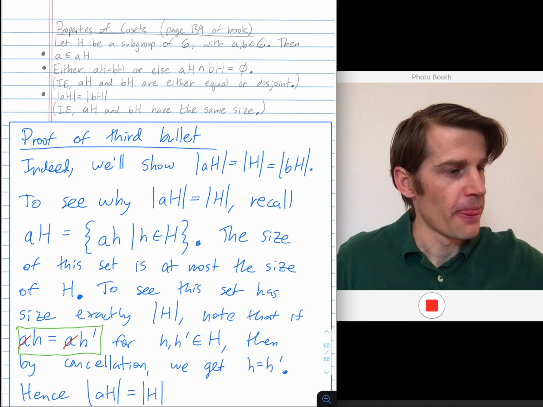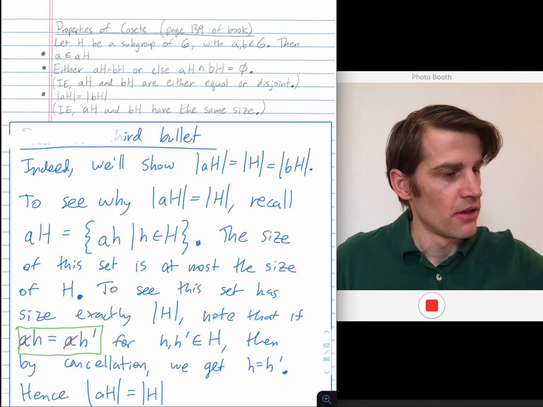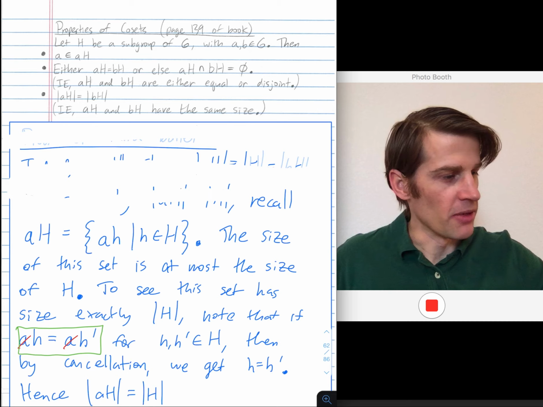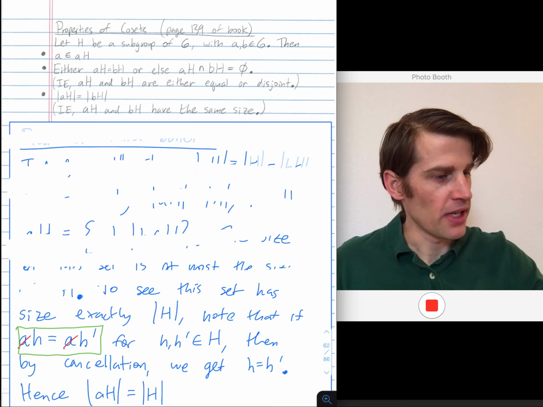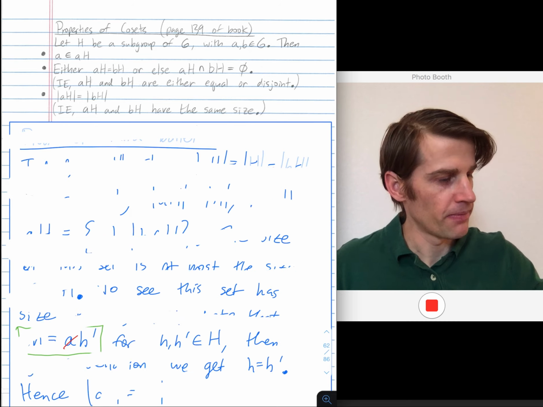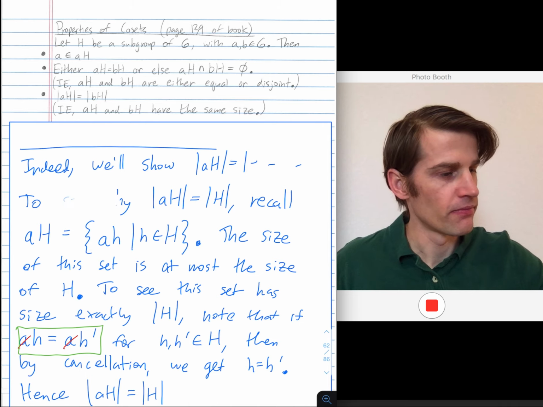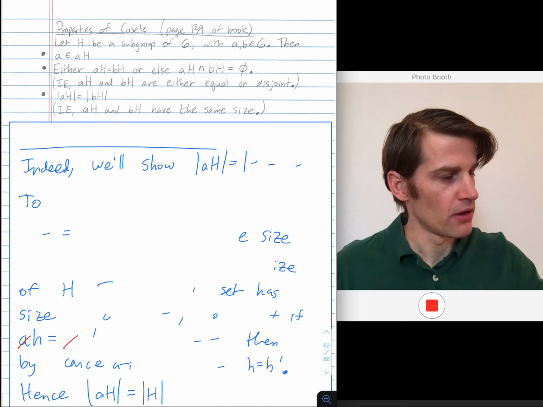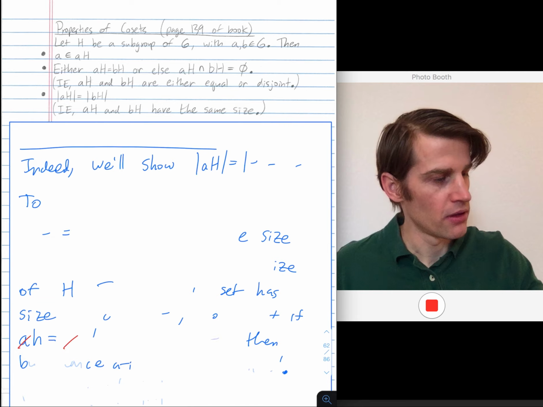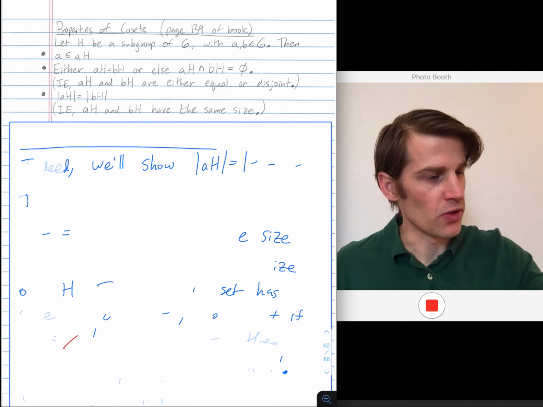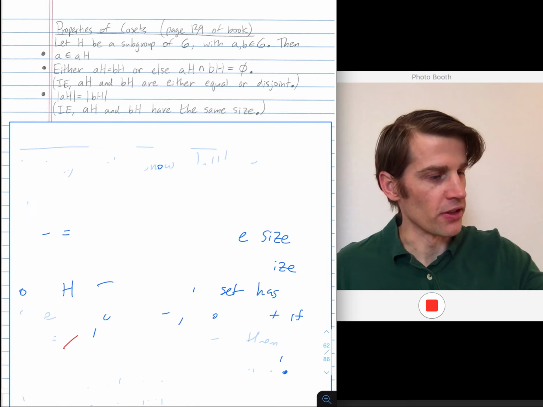All right. So those are three very important properties about cosets in the bullets above. And now let's use those properties to prove Lagrange's theorem.